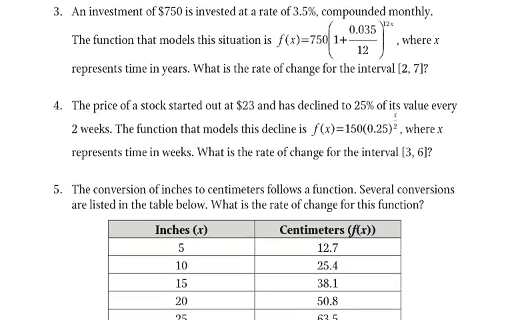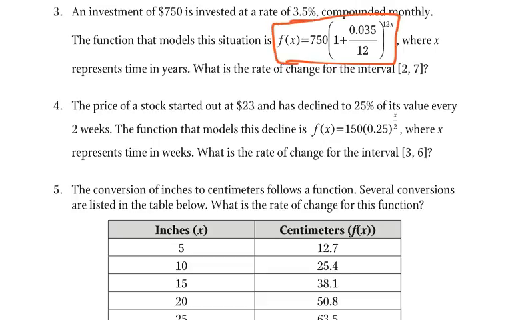Okay, number 3, an investment of $750 is invested at a rate of 3.5% compounded monthly. We've got our equation here, where x represents time in years. What is the rate of change from this interval? Because we're dealing with exponential, we can't just go with the equation. If we were to graph this, we go to the interval 2, find that point, go to 7, find that point, and then make a straight line to that, and we're finding that rate of change.